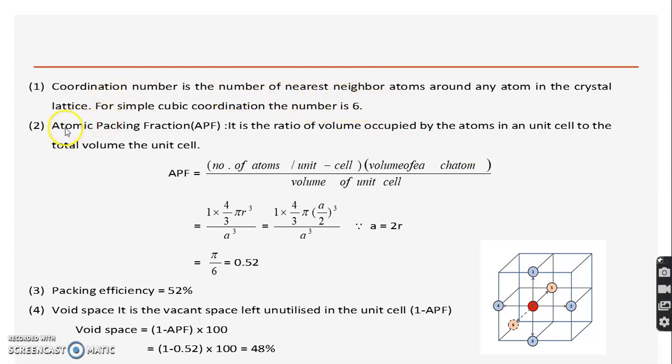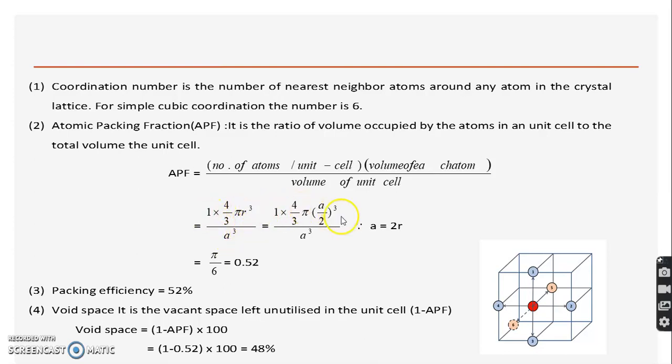Atomic packing factor is the ratio of the volume occupied by the atoms in a unit cell to the total volume of the unit cell. So what is the formula? APF is given as the number of atoms per unit cell, small n, into the volume of each atom, which is spherical, divided by the volume of the entire unit cell. The cell is a into a into a, so it is a cube. So n is equal to 1, into 4 by 3 pi r cube, by a cube.